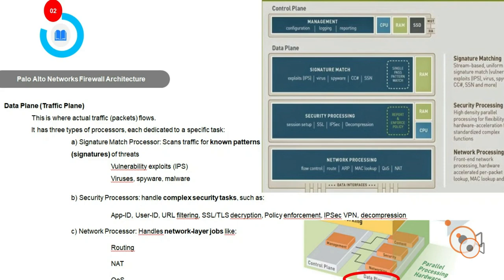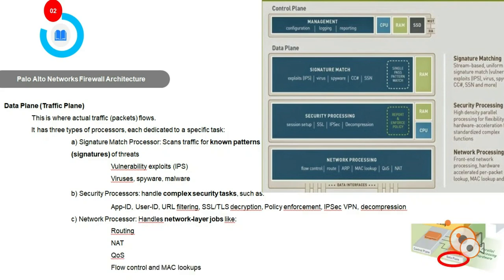The signature processor scans traffic to catch threats that match a database of patterns like viruses, spyware, and malware. And the security processor is responsible for or handles things like application ID, user ID, URL filtering, SSL decryption, policy enforcement, and the VPN. And concerning the network processor, this one is all about moving the traffic at the network level. That includes routing, NAT, and QoS, I mean quality of service.